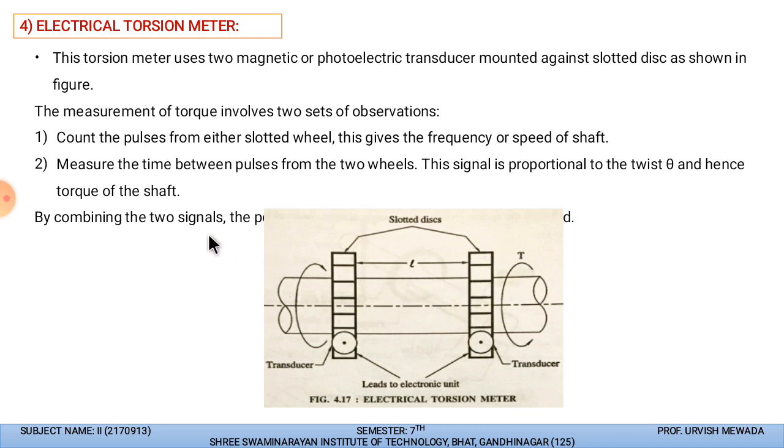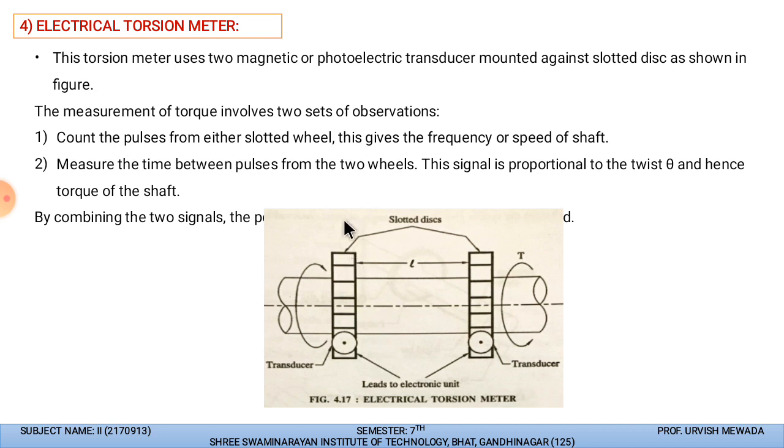And the second factor that we observe is the time between the pulses from the two wheels. Whenever the rotation takes place, a transducer will measure the time between the pulses. And this signal is proportional to the twist theta, the angle that we need to measure for the torque, and hence the torque of the shaft can be determined. So by combining the two signals, we can measure the electrical torsion using such a setup.